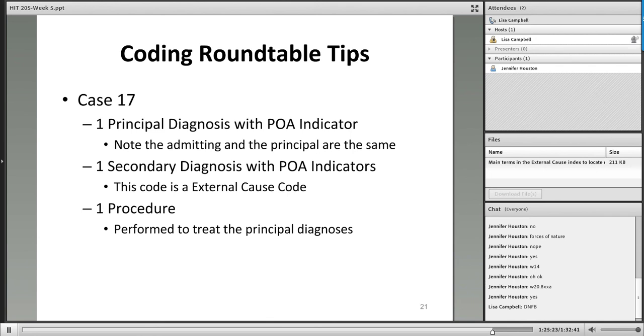Because at the end of the day, if the provider does not respond to the query, we still want to get paid for the work that the hospital has done today.